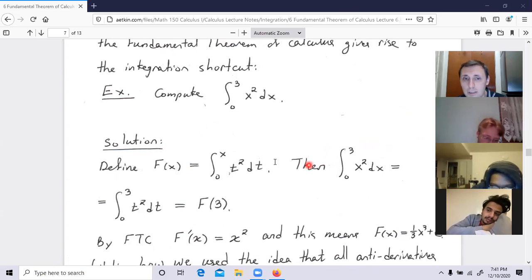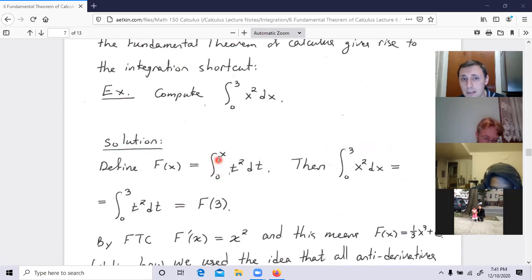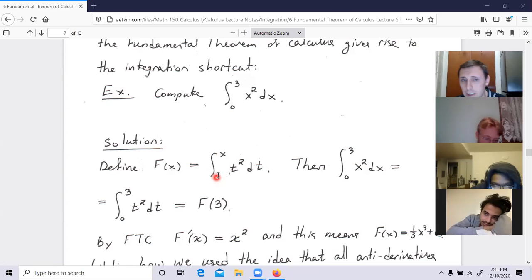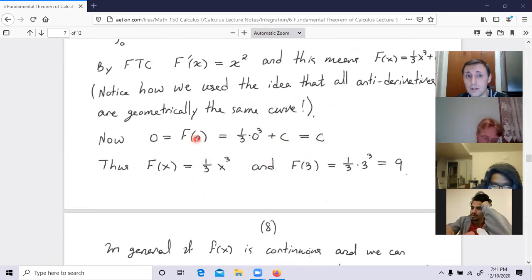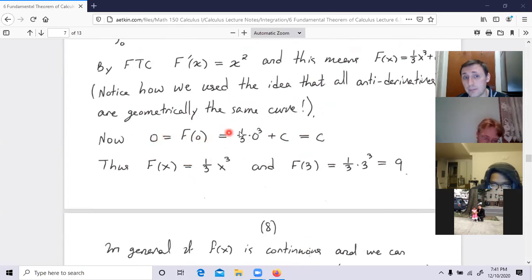So there is one value for which the cake function is always easy, right? Take this value and make it zero. You see, if x is equal to 0, the integral from 0 to 0 will be 0. You understand? If the top value is the same as the bottom value, remember, that means you're not cutting any cake. So at 0, the function is equal to 0. But if I plug in 0, it's 1/3 times 0 cubed plus c, which is c. So c is equal to 0. I just figured out that my cake function is 1/3 x cubed. So all I need to do is plug in 3, and I get my result, which is 9.